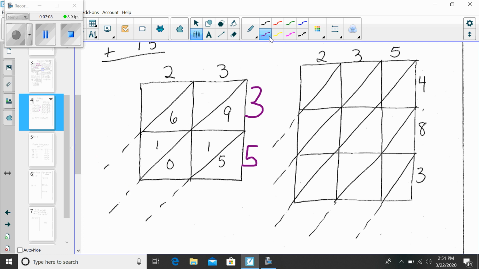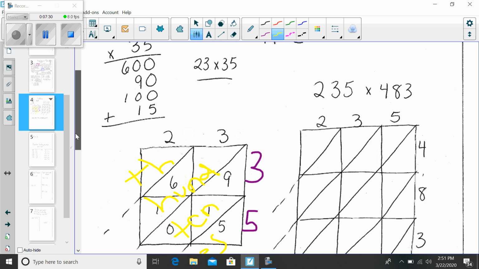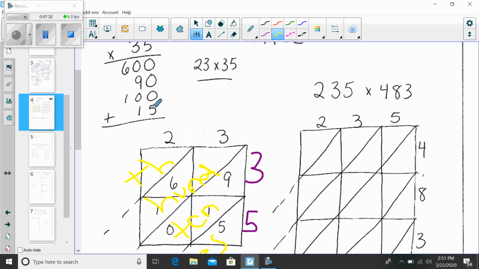So what I want you to notice is that each of these diagonals represents a place value. This is the ones place, this is the tens, the hundreds, and I don't have any thousands here, but this would be the thousands place. All right, and compare the numbers in here with the numbers up here, right? 5 is the only number in my ones place. 9 and 1 are in my tens place. 6 and 1 are in my hundreds place.